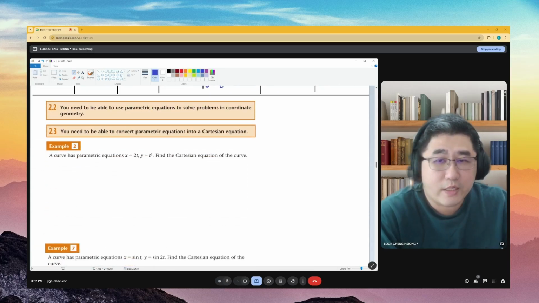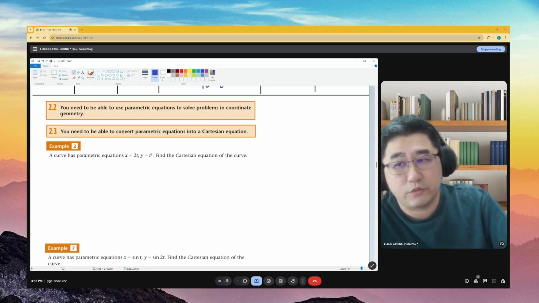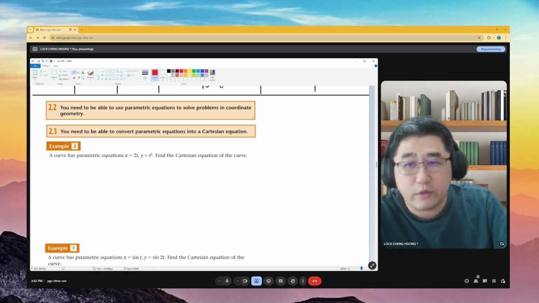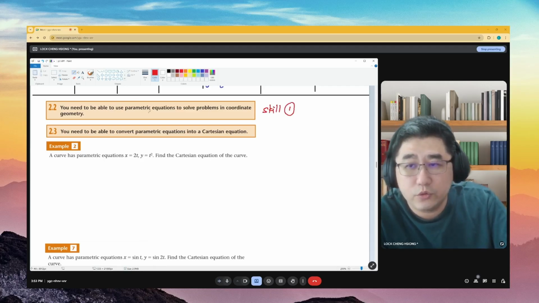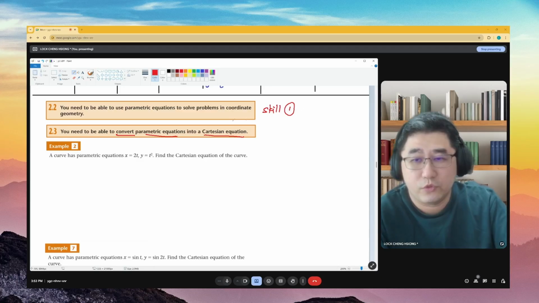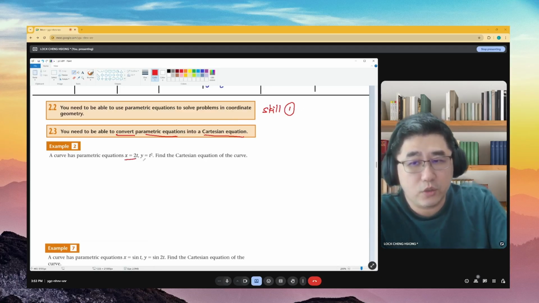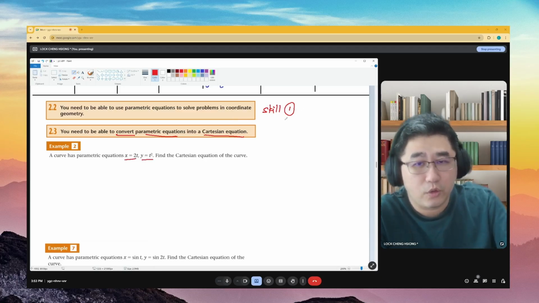So what exactly do you need to know from this session? Okay, skill number 1: you need to be able to convert a parametric equation into a Cartesian equation. So let's say you have x equals 2t, y equals t squared here.